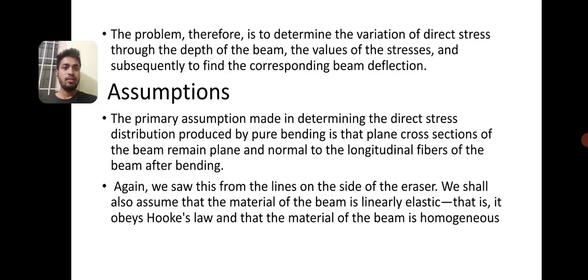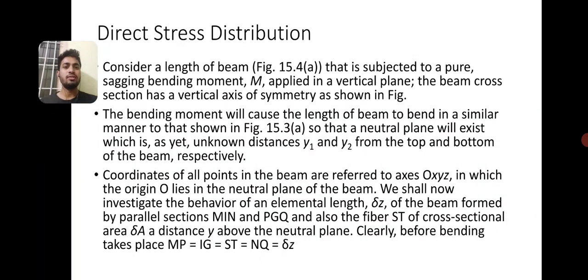Assumptions. The primary assumption made in determining the direct stress distribution produced by pure bending is that plane cross sections of the beam remain plane and normal to the longitudinal fibers of the beam after bending. Again, we saw this from the lines on both sides of the eraser. We shall also assume that the material of the beam is linearly elastic, that is, it obeys Hooke's law, and the material of the beam is homogeneous. Next, we are going to see the direct stress distribution in open sections.